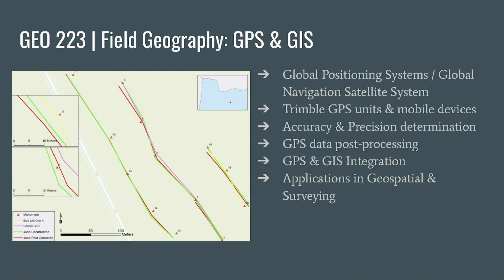In GO 223, GPS and GIS, you're going to learn how to collect field data using a variety of different GPS units, which include both mobile devices as well as Trimble GPS units. In this class, you're going to learn how to collect, how to correct, and how to post-process GPS data. You're going to look at the accuracy and precision of GPS data using different types of technology. And you're going to learn how to integrate that GPS data in with other GIS data layers.